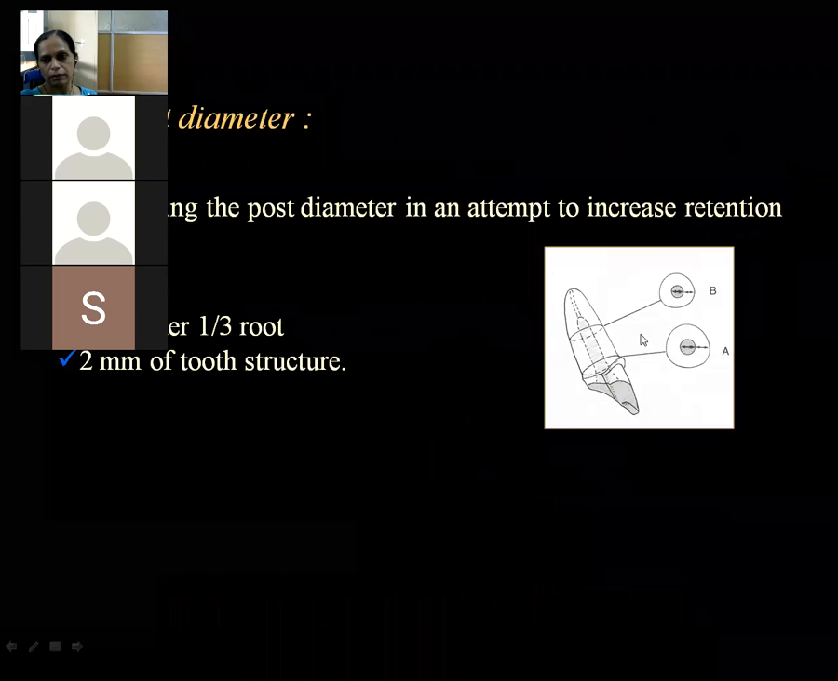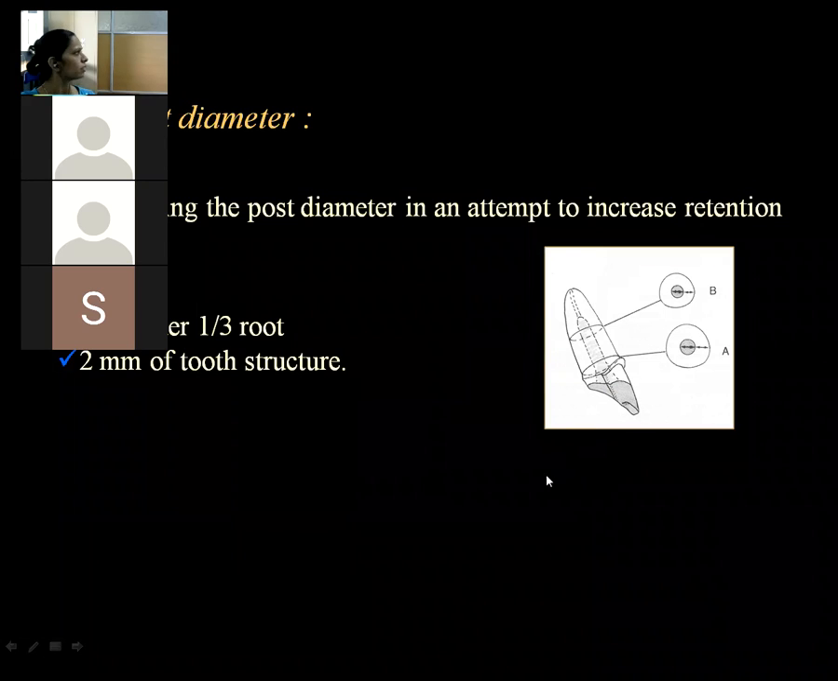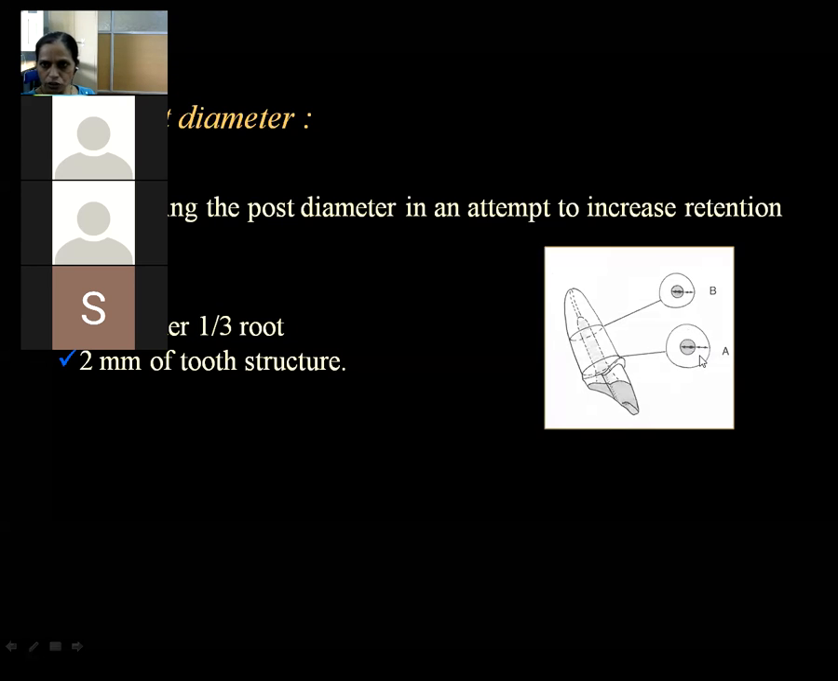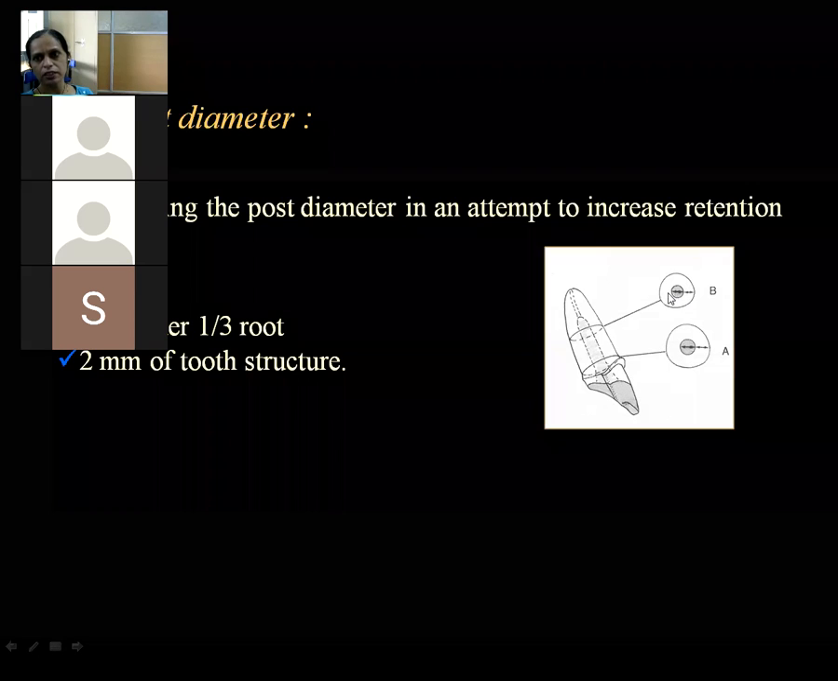Next is post diameter. More the post diameter, more will be the retention. And I just told you that you have to conserve the surrounding root dentin. So how much surrounding dentin should remain? See here. It should be 2 millimeter of surrounding dentin present after preparation of the post space.